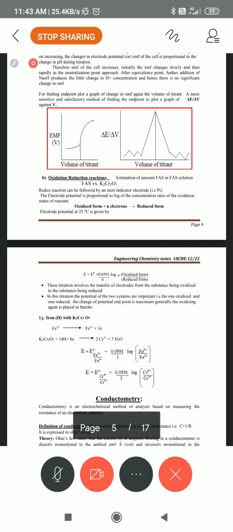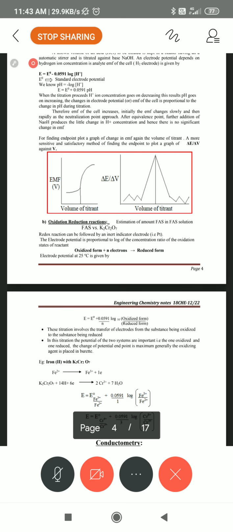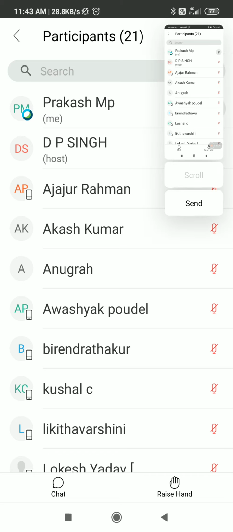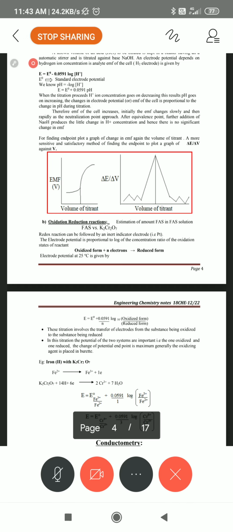For oxidizing agents we have potassium dichromate, K2Cr2O7, and potassium permanganate, KMnO4. Any of these substances supplying oxygen we call an oxidizing agent. It is itself reduced, and it can oxidize the other one. Here FAS, ferrous ammonium sulfate, is the analyte.